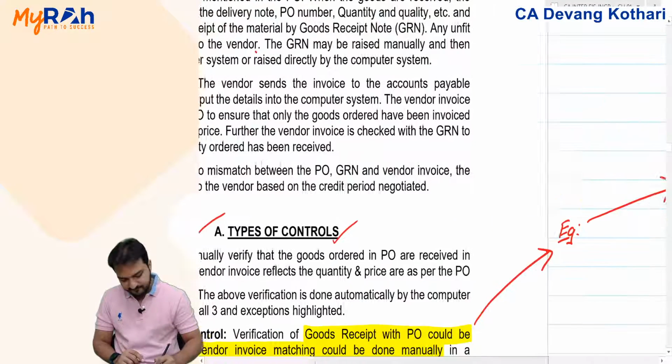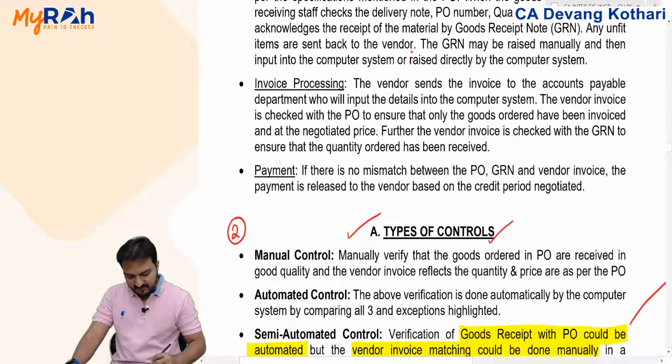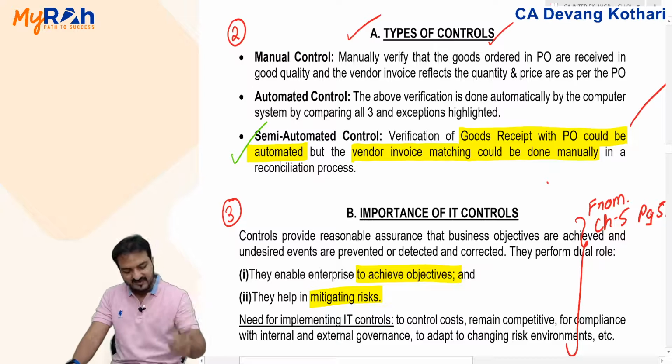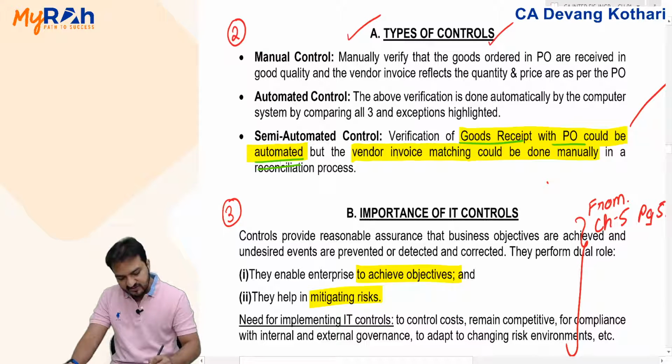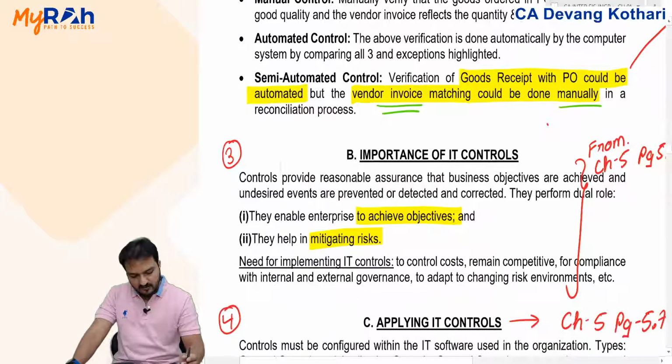In short, types of controls: controls can be manual control, automated control, or semi-automated control. The example I gave was a semi-automated control. The GRN with purchase order comparison could be automated, but verification of the vendor invoice has to be done manually.